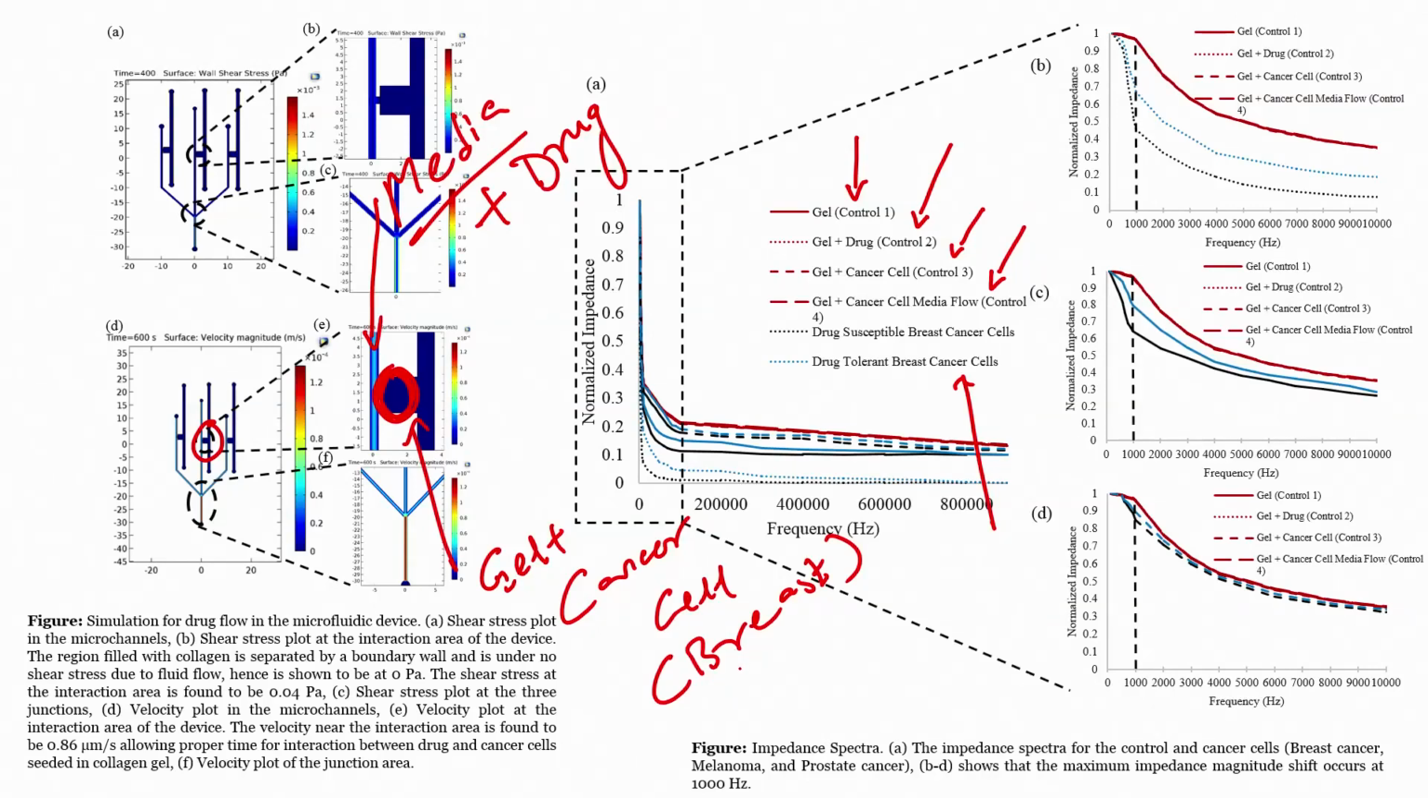So, instead of susceptible, we will use breast cancer cells which are tolerant, right. So, gel plus breast cancer cell which is tolerant breast cancer cell, and we will flow media plus drug, and we will see the change in impedance.